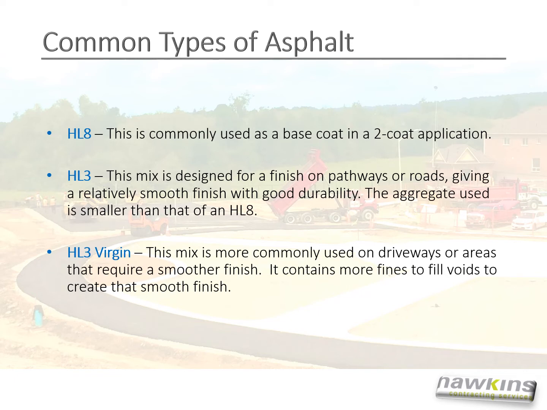Common types of asphalt include HL8. This is commonly used as a base coat in a two-coat application. HL3. This mix is designed for a finish on pathways or roads, giving a relatively smooth finish with good durability. The aggregate used is smaller than that of an HL8. And HL3 virgin. This mix is more commonly used on driveways or areas that require a smoother finish. It contains more fines to fill voids to create that smooth finish.